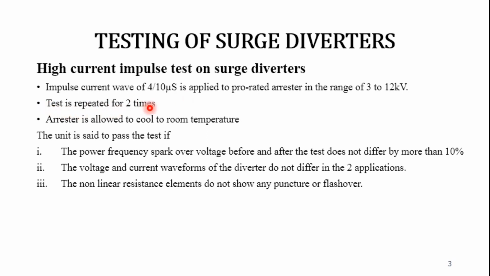This test is repeated two times, that is, two such applications are made on the unit under test, allowing sufficient time for the unit to cool to room temperature. The unit is said to pass the test if the power frequency spark-over voltage before and after the test does not differ by more than 10%, the voltage and current waveforms do not differ in the two applications, and the nonlinear resistance element does not show any puncture or flashover.